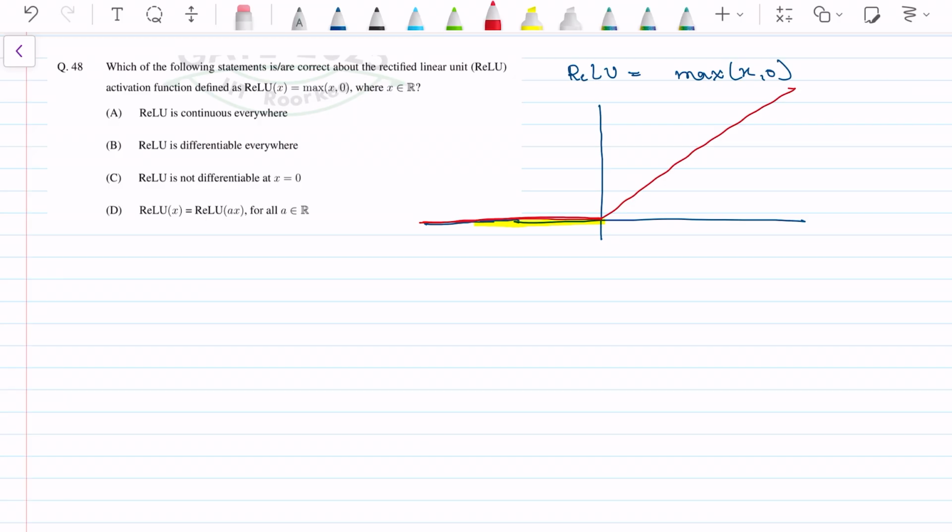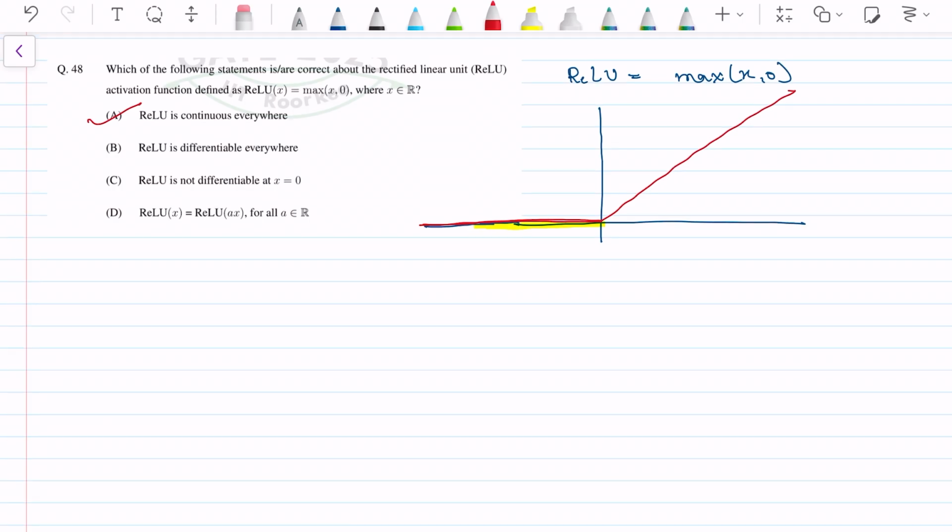Okay. So now we can see that this particular activation function which we have drawn is a continuous function everywhere, right? So that's one of the correct answers. We have to specify which of the statements are correct about the ReLU function. From the graph we can see that this activation function is continuous everywhere. We don't see any gaps here.